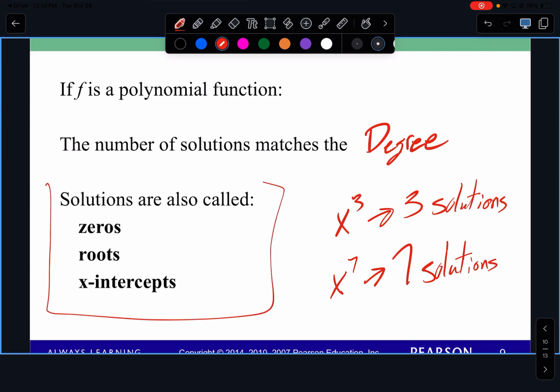And then this down here are just some synonyms. Solutions might also be called the zeros of a function. They might be called the roots or the x-intercepts. But your solutions are always going to be on that x-axis when y equals 0.